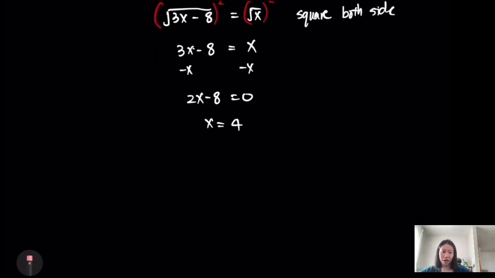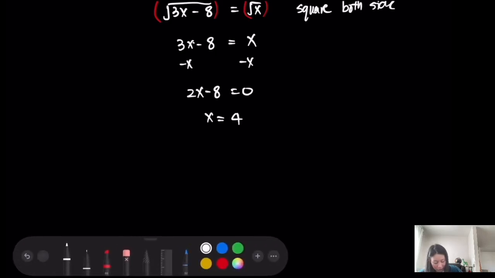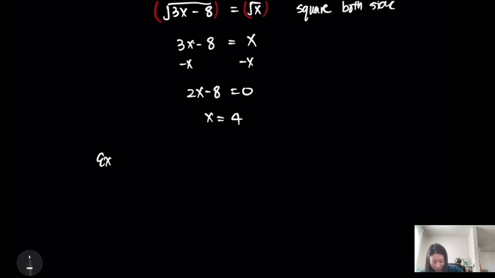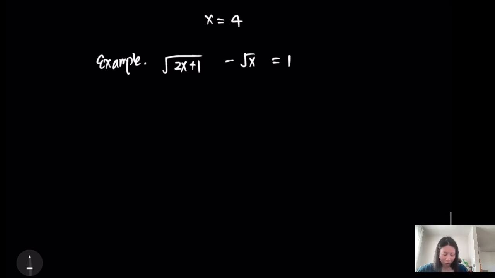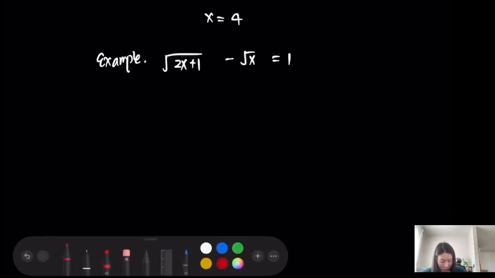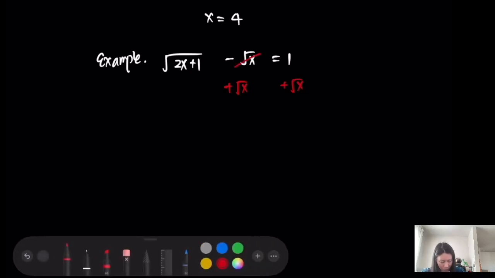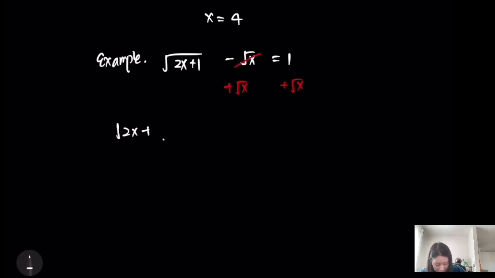Now, let's look at another example. What if you see something that's more complicated? You will have a radical and a number, such as square root of 2x plus 1 minus square root of x equals 1. What you want to do is isolate one radical first, and by doing that, I add square root of x on both sides. Now, I have square root of 2x plus 1 equals square root of x plus 1.